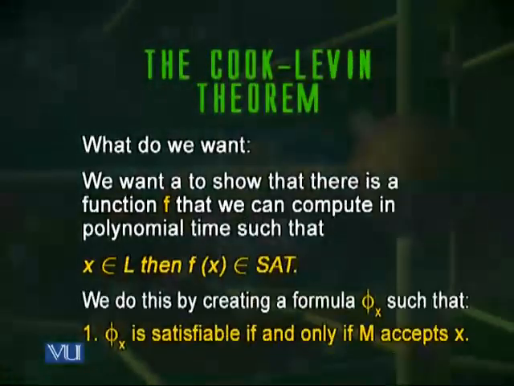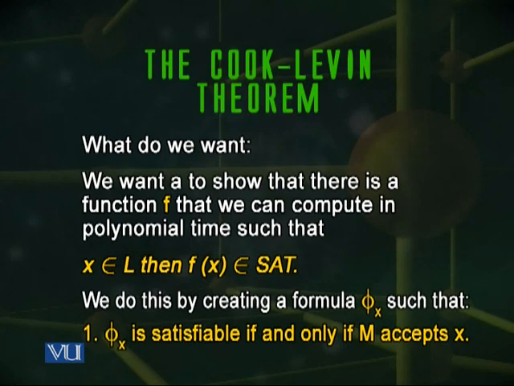This would be the same as creating a formula phi sub x which is satisfiable if and only if x is in L. And the reason for that is we have this non-deterministic Turing machine M that accepts L. So saying x is in L is equivalent to saying that M accepts x. Now how will we go about this? What we want to do is come up with this function f. We will do this by creating this formula phi sub x such that phi sub x is satisfiable if and only if M accepts x.